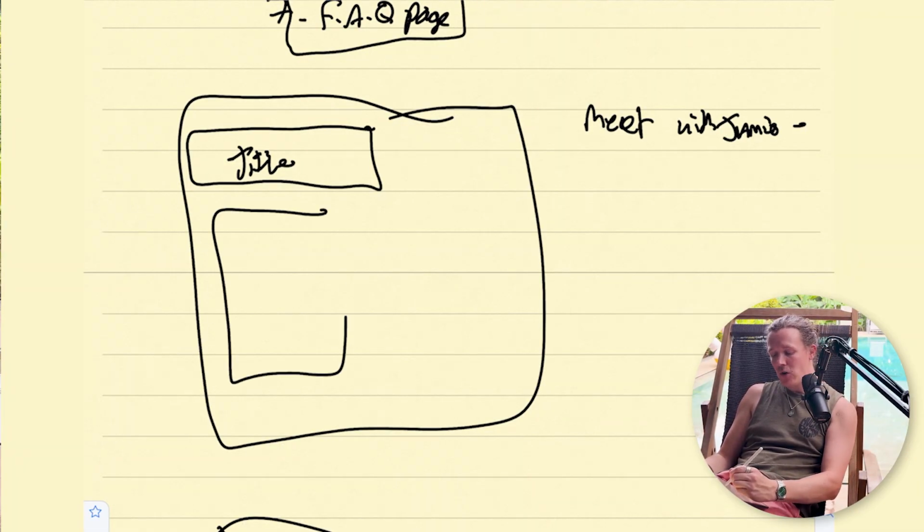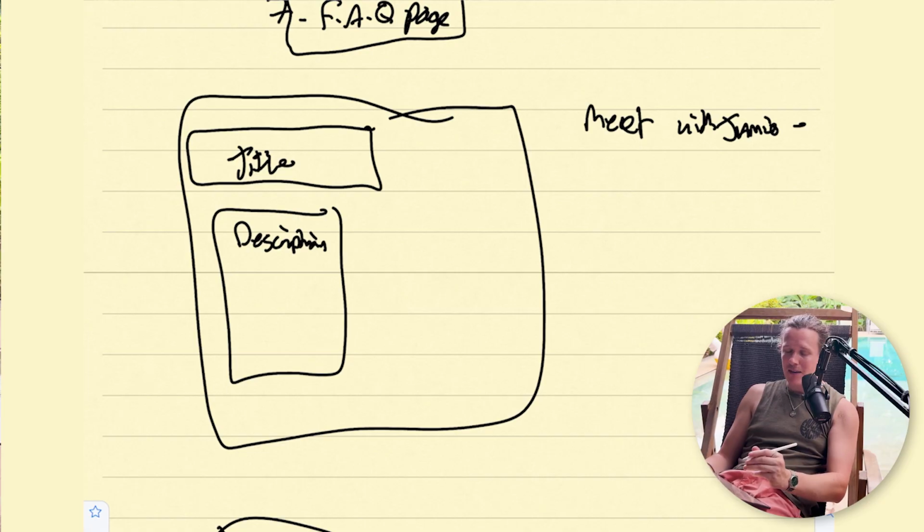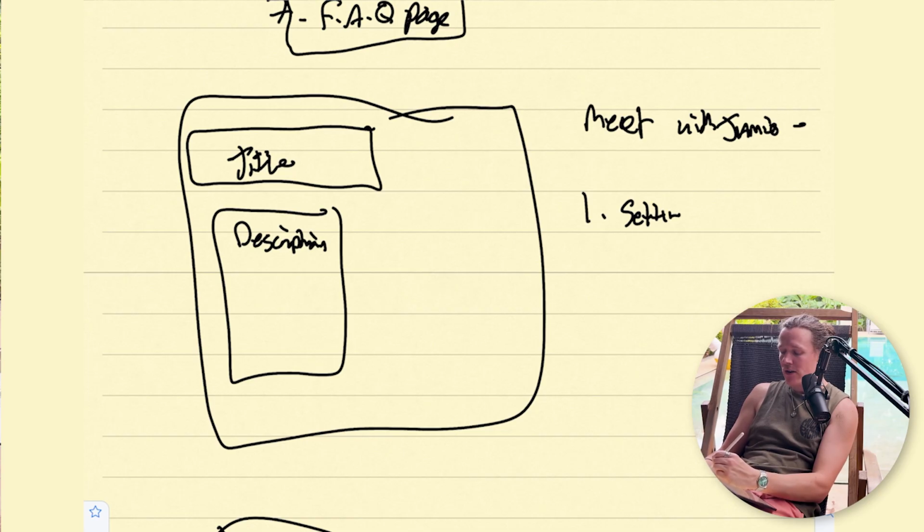The next part that you've got here, the second part of your minimum viable calendar, is your description. And we usually break the description up into 3 different parts. The first one is all about setting intentions. And so this is where you're going to tell them what is actually going to happen.